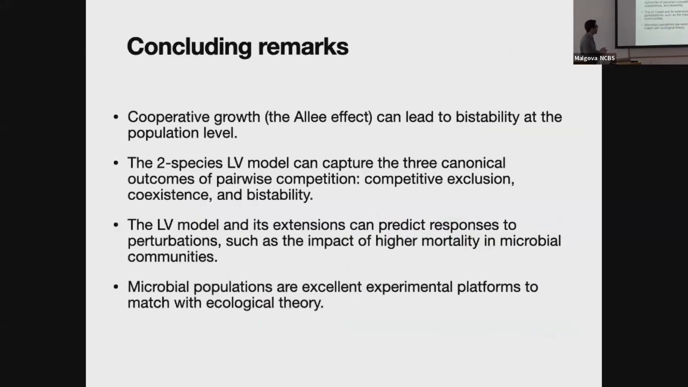I just wanted to summarize that we've seen that cooperative growth, also called the Allee effect, can lead to bistability in populations. The 2-species model captured the 3 canonical outcomes of pairwise competition: bistability, coexistence, and competitive exclusion. And we can use modifications of this model to predict how communities respond to different perturbations. And along the way, I've shown you how working with experimental communities of microbes in the lab can be used to have a feedback between the development of theory and the testing of some of the predictions.